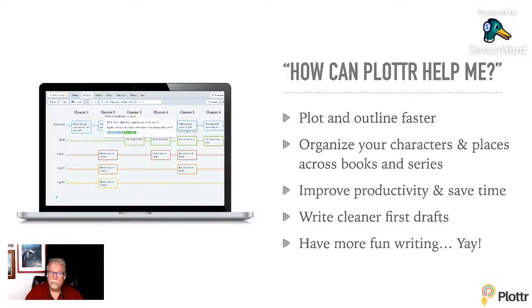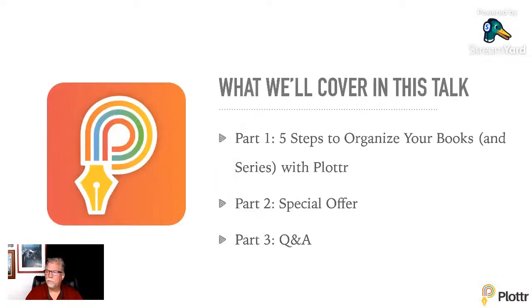So one of those is efficiency in writing more books faster. The second thing is to organize your characters and places, kind of like we talked about across books and series. Improve your productivity and save time. Write cleaner first drafts. The cleaner your first draft, the quicker you go through your second draft, and also the less you have to pay your editor. Just a thought to throw out there for you.